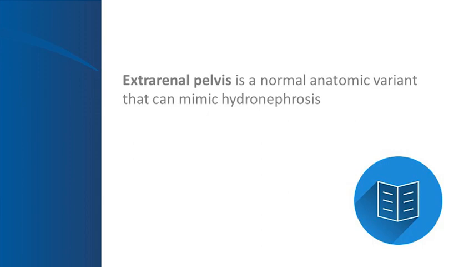So the teaching point from this case is that extrarenal pelvis is a normal anatomic variant that can mimic hydronephrosis. And interestingly, in our patient, the acute kidney injury has completely resolved with treatment of hypercalcemia, but on the repeat sonogram, the extrarenal pelvis, or this anechoic bulge, persisted.